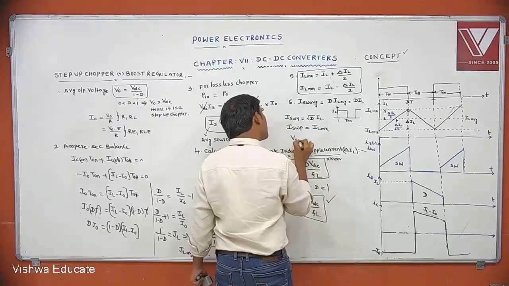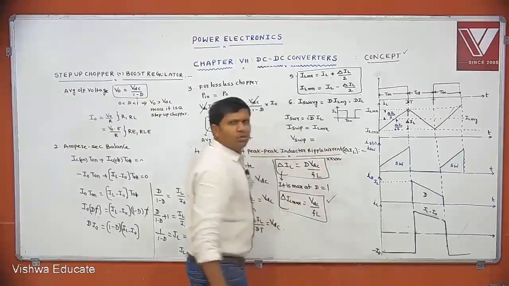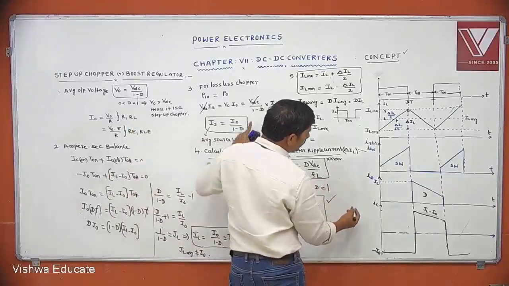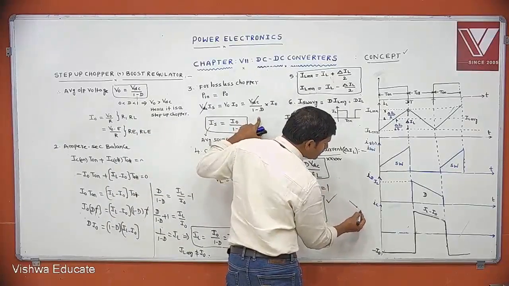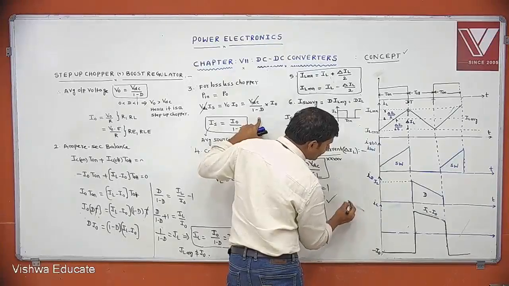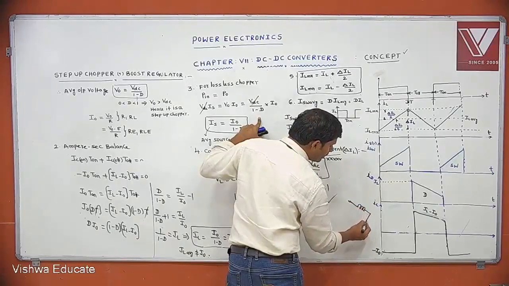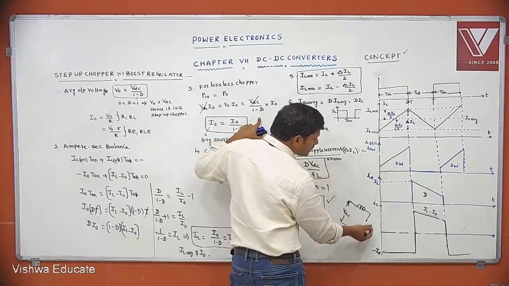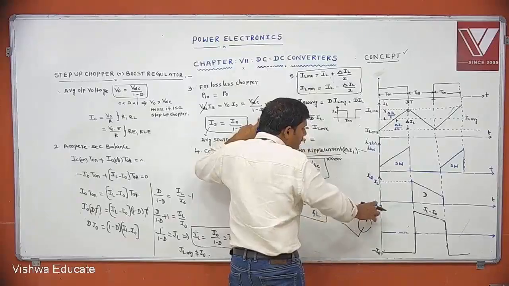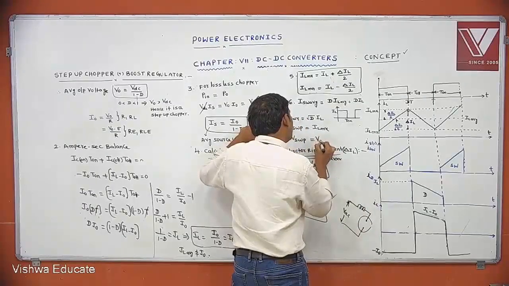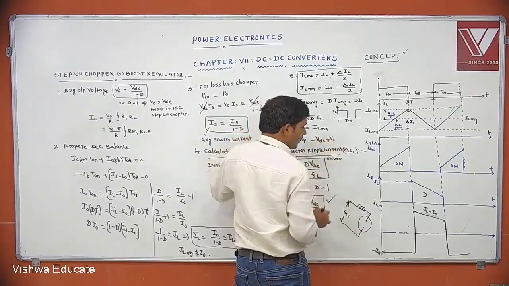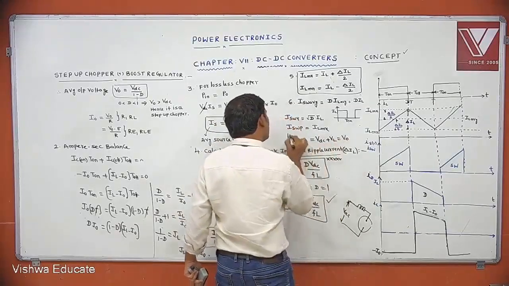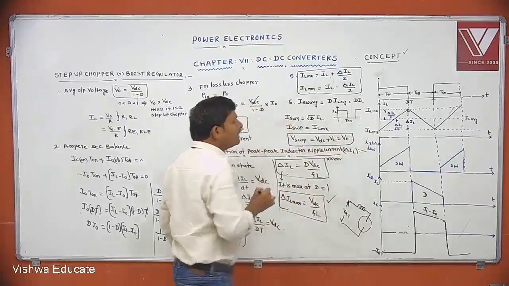What is the peak voltage across the switch? You tell me. During which condition will voltage appear across the switch? Off state. You know this circuit now. During off state, what is the circuit? Switch is in off state. This is the circuit. What is the peak voltage across the switch? This voltage plus this voltage. Then what do you get? VDC plus VL. That equals V naught.